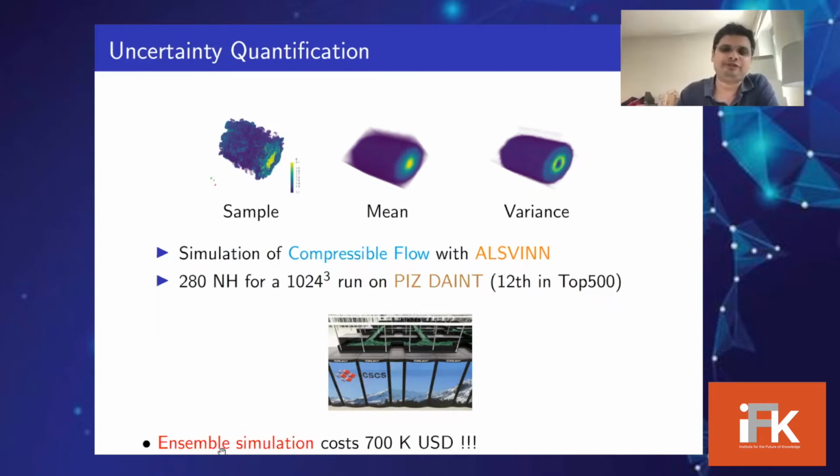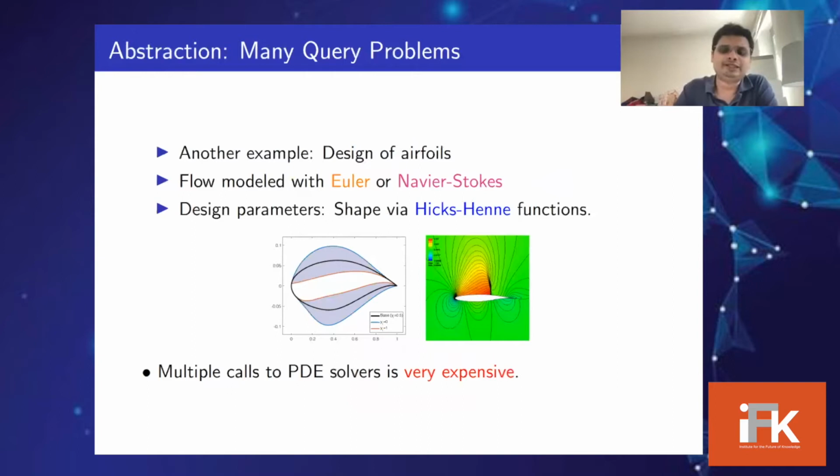So if you put a dollar or Swiss franc cost on it, the ensemble simulation for which I can generate the mean and the variance costs something like $700,000 US dollars. So you can imagine a single ensemble simulation is that expensive. And all over the world in supercomputing centers, people do these kinds of simulations more or less on a routine basis, which tells you how expensive this whole process is. The key point here is a single simulation is expensive, but it's hundreds of thousands of them that makes it very expensive.